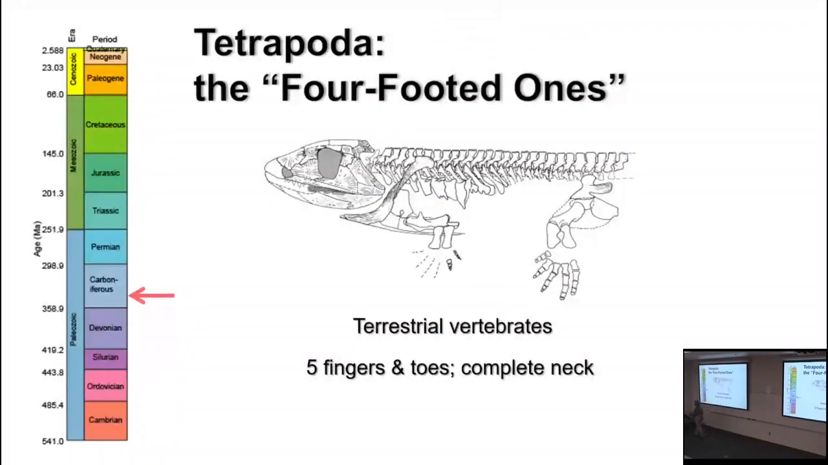But in this Carboniferous period, we get the rise of the true tetrapoda, the 4-footed ones, the terrestrial vertebrates with 5 fingers and 5 toes, and the complete neck. And there's other features that diagnose the tetrapods as well.